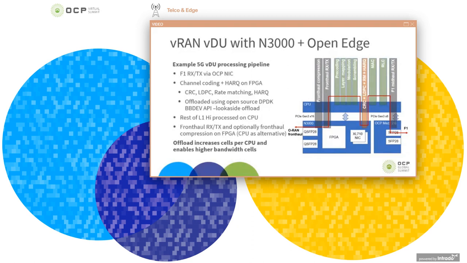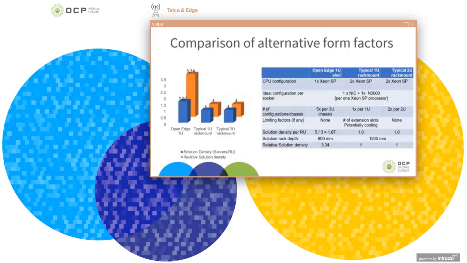This pipeline is implemented with commercial off-the-shelf components, and FEC offload to FPGA is used to maximize cell density per server and allow higher carrier bandwidths beyond 20 MHz. Here in this slide, we will show comparison of the density with alternative form factors.